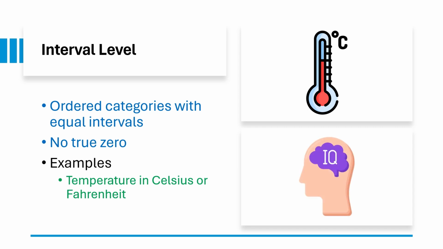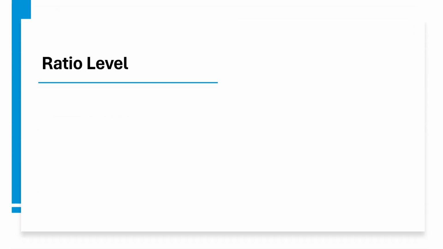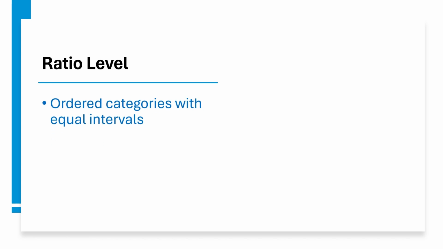IQ scores are another example. The intervals between scores are consistent, but there is no zero IQ. Ratio level data has ordered categories with equal intervals and a true 0 point. This type of data allows for a full range of statistical operations, including multiplication and division.